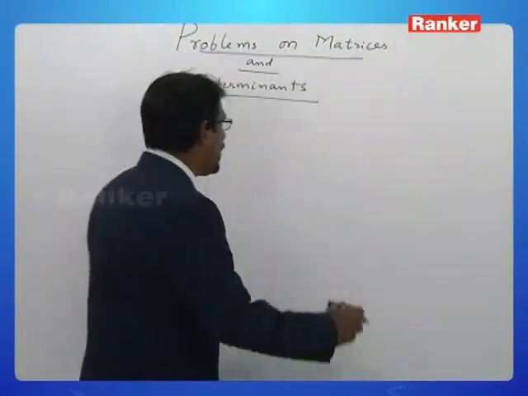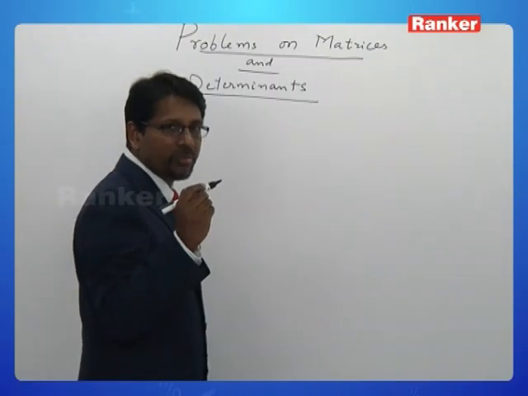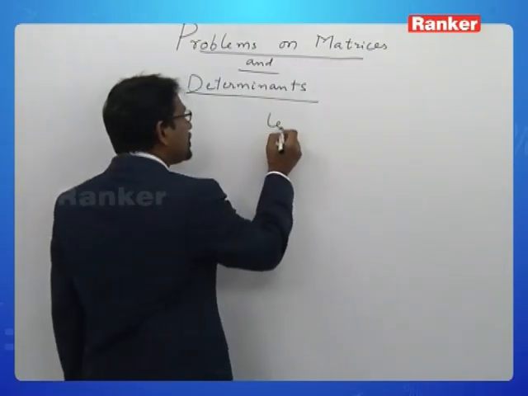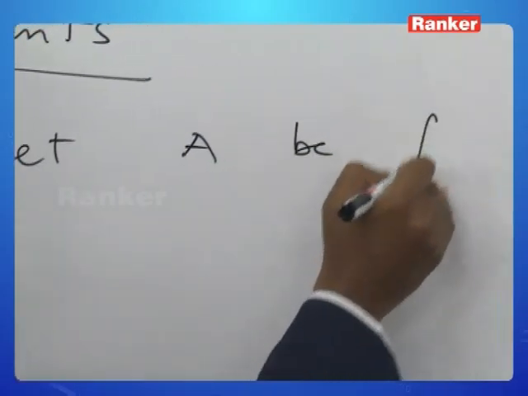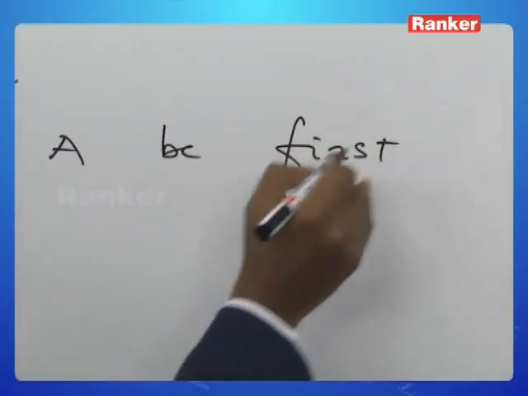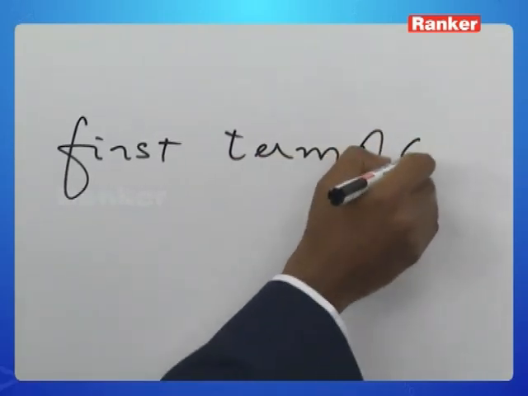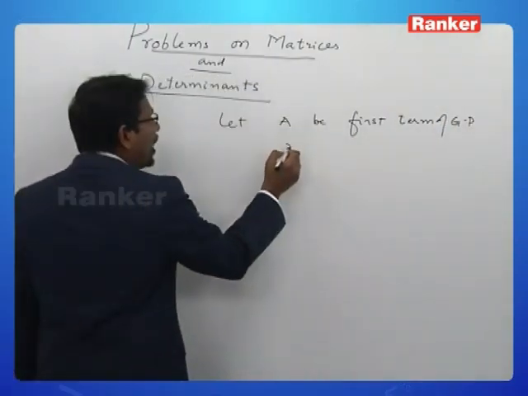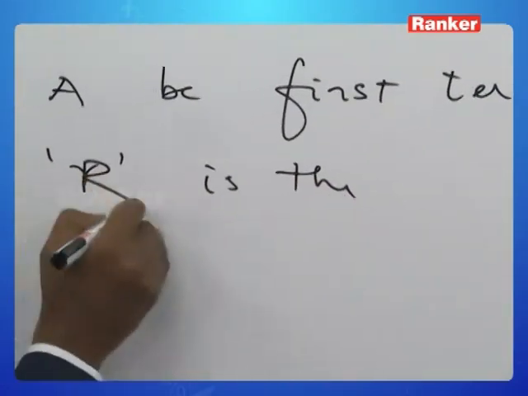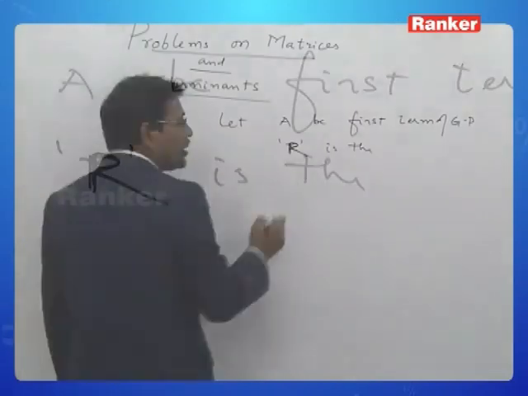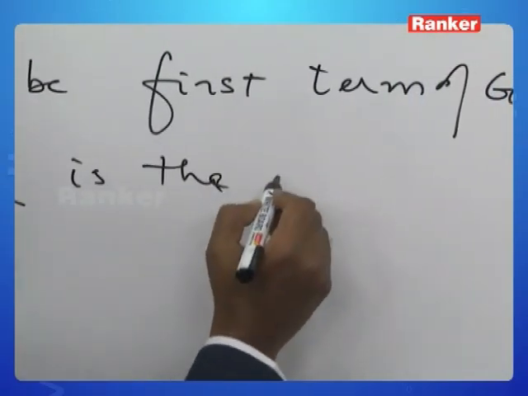Now L, M, N are given to be the pth term, qth term and rth term of a GP. Let A be the first term of the GP, and capital R is the common ratio. Let's take capital R because we already have a small r there.